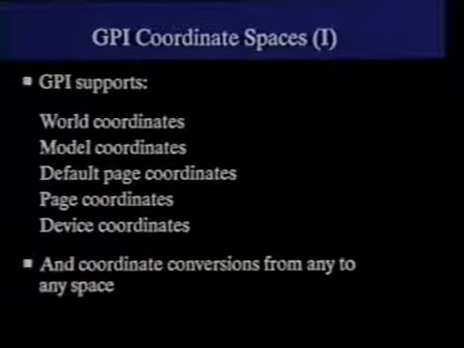In a little bit more detail, GPI supports the nature of world coordinates, which are still 16-bit integers in general, model coordinates, which are also the same 16-bit integers, but pushed through a transformation onto the page. The page may be set up by default, or you may use page coordinates themselves directly. And finally, the page coordinates are transformed into underlying device coordinates. Conversions from any and to any space are provided so that you can figure out where on screen, for example, a portion of your drawing will reside.